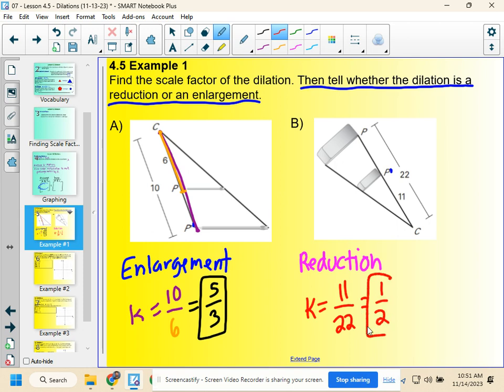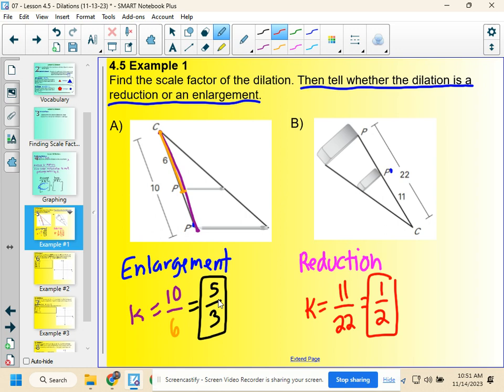Now I'm trying to decide, is that the correct scale factor? If I'm 100% confident that this is a reduction, and I am because it got smaller, my scale factor better be a number between 0 and 1. And 1/2 is between 0 and 1. Obviously the answer could be 2 over 1, but that would be an enlargement and things wouldn't line up. So that's something you can do to check and make sure that the reduction or enlargement and your scale factor line up. Okay, hopefully that makes sense.